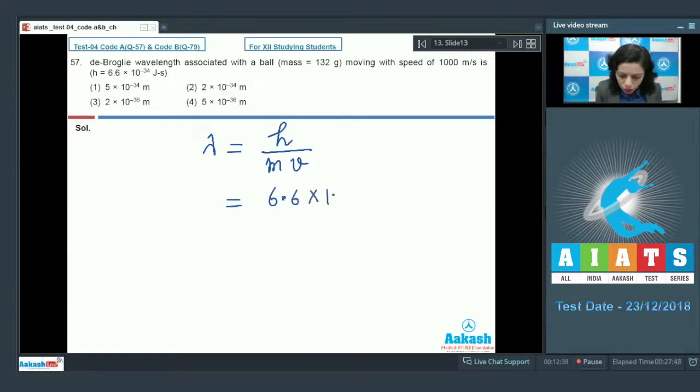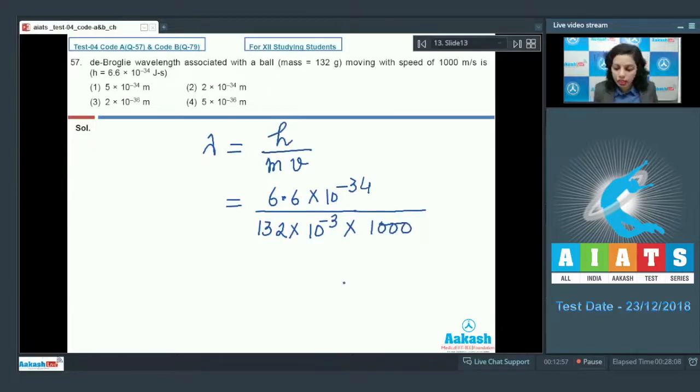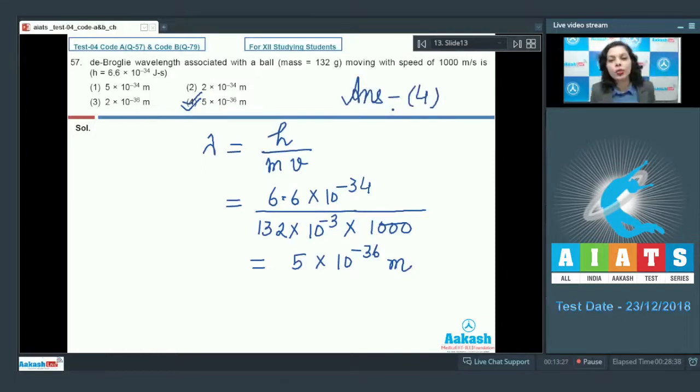It is 6.6 into 10 to the power minus 34, divided by the mass, that is 132 gram, and that would be equal to 132 into 10 to the power minus 3 kg. The velocity is 1000 meter per second. If you solve this, you will find the value is 5 into 10 to the power minus 36 meter. So this is the value of lambda, that is De Broglie wavelength. And that is given in option 4. That's why the answer for this question is option 4.